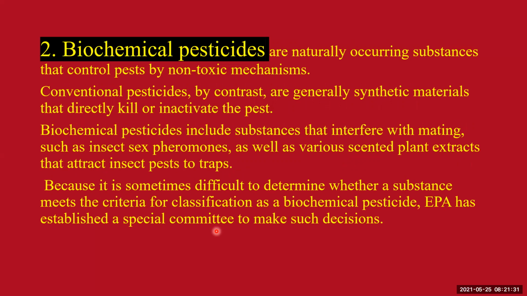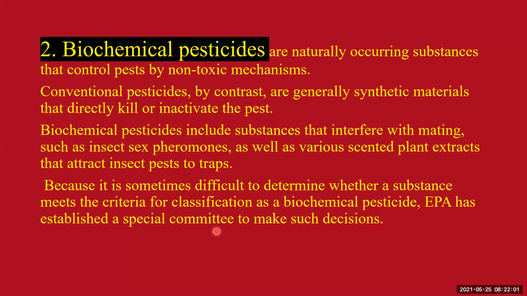Now, the second class of biopesticide is biochemical pesticide. These are all naturally occurring, you can also call them herbal pesticides. They are naturally occurring substances that can control the insect pest by a non-toxic mechanism. Conventional pesticides are generally synthetic material. That means your chemical pesticides are synthetic material. So they kill the insect pest, but they are not target specific. They kill other useful microflora also, and they are hazardous, they are poisonous.